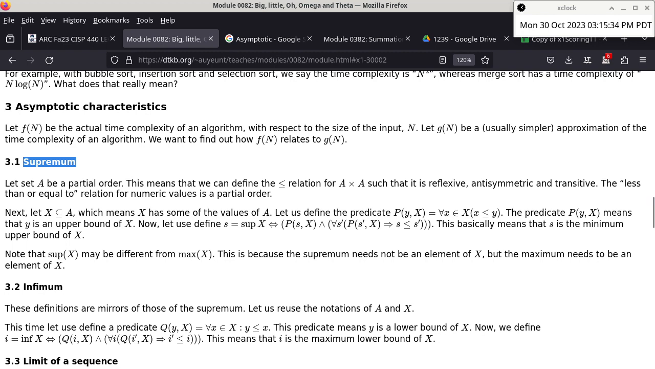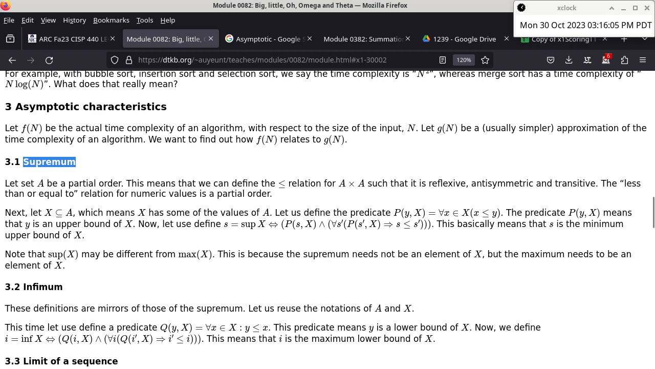In this case, the predicate P(y, X) means that y is an upper bound of X, which means you can have more than just one upper bound for X here. So this predicate simply says whether y is an upper bound of X. It doesn't suggest that this is the upper bound of X. It simply asks the question, is this particular value an upper bound of X?